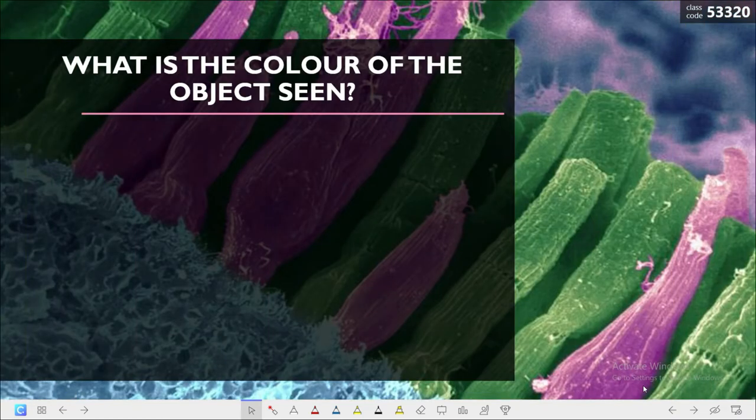So what is the color of the object seen? I think we can see here there is a purple color and also a green one, except if you are color blind, which means you will not see the color of the object here. So this is the purple and the green.